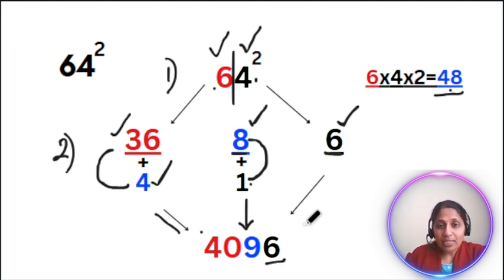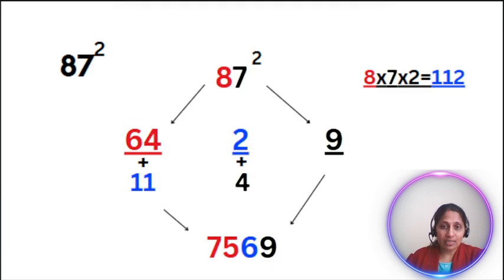I'll repeat again. First step, split the digits of the number, get the square of both the numbers, and in the middle, find the product of the 2 digits and again multiply it with 2. So 6 times 4 times 2 gives you 48. Write the 1 digit alone, take the tens digit as a carry forward. Now add the numbers with this carry forward, like 8 and 1 gives you 9, 36 and 4 gives you 40. Hope you're clear. Now let's take one more example for our better understanding.